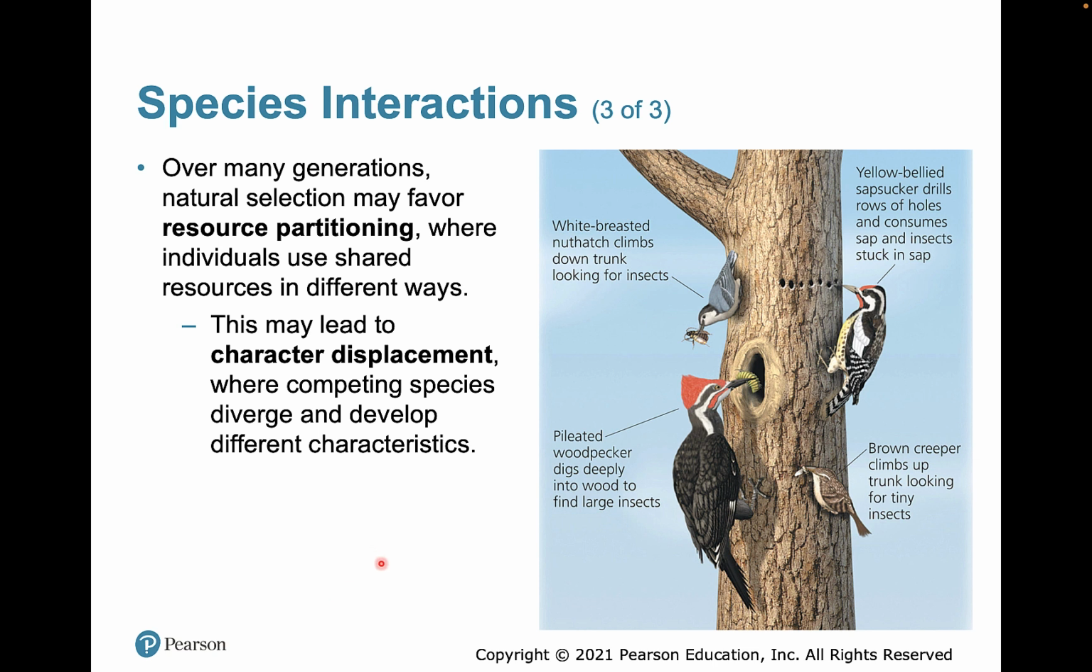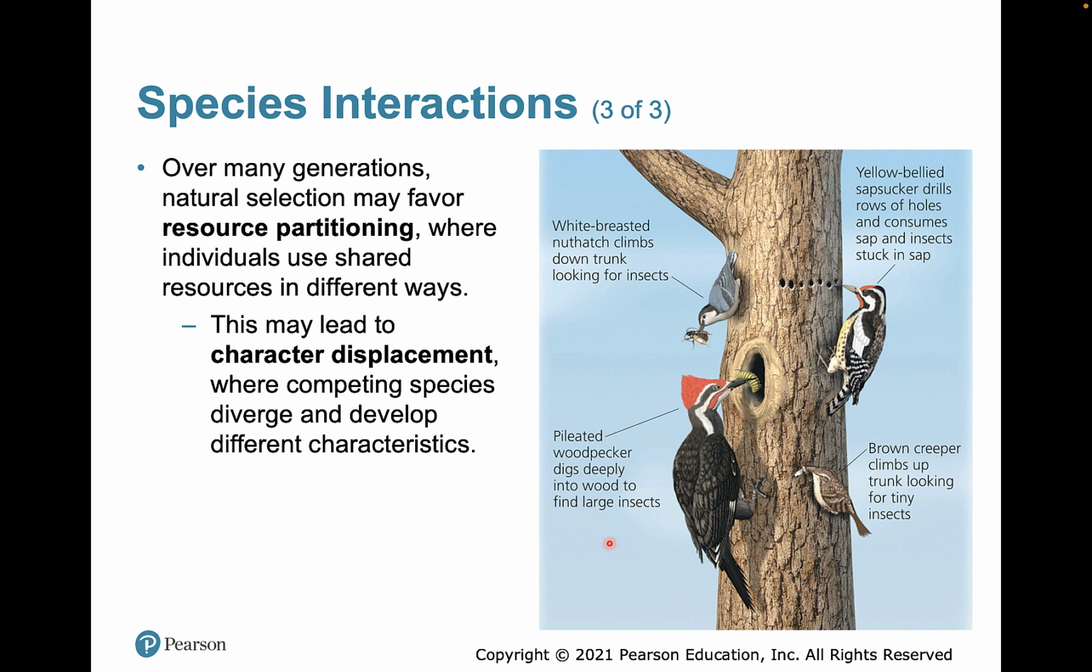One thing that tends to happen over a series of years is you get something called resource partitioning. So in the picture over here, the resource is this tree. And you've got 4 different species using the same tree in different ways. So you have the brown creeper and the nuthatch. They both look for smaller insects, but the nuthatch starts at the top and works its way down, whereas the creeper starts at the bottom and works its way up.